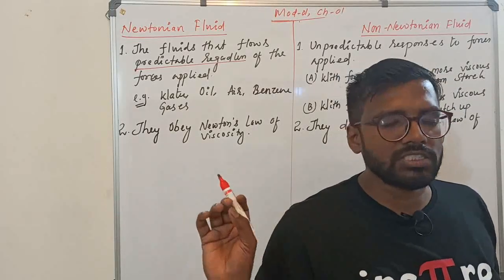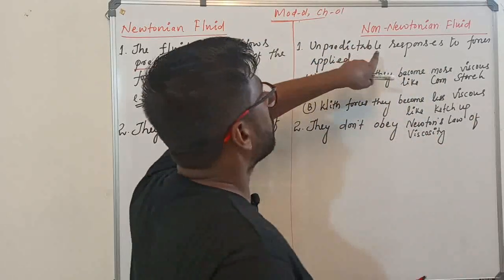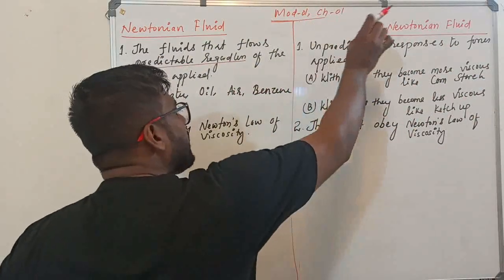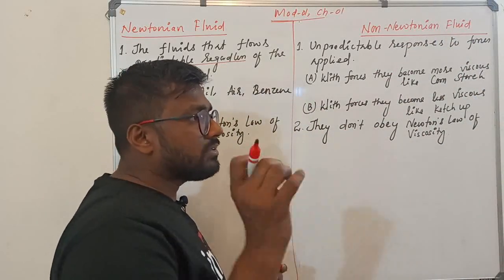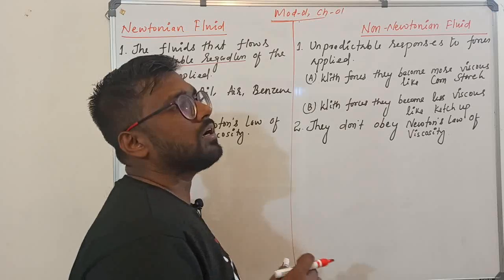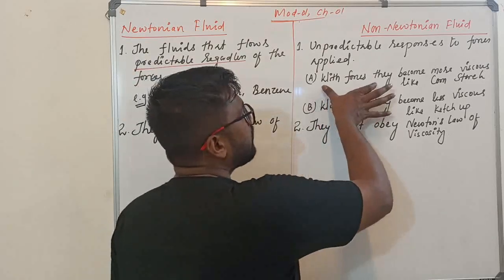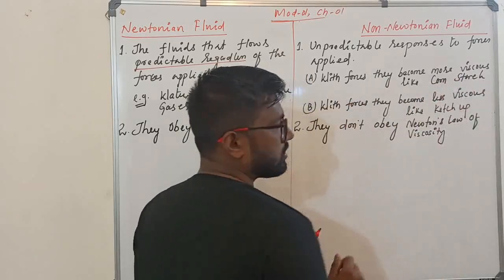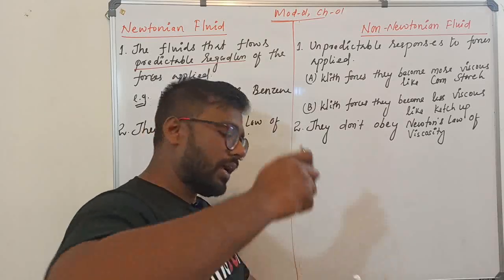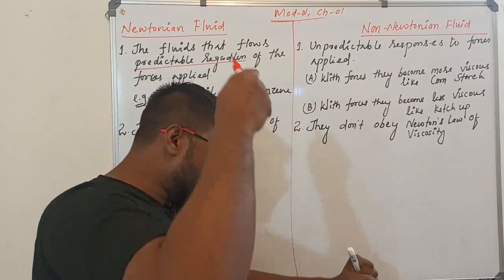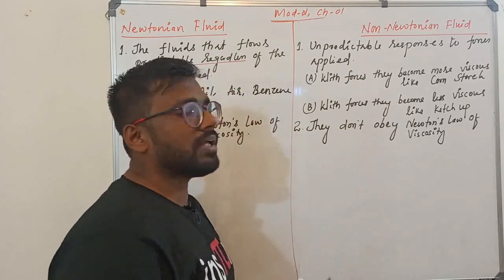Sir Isaac Newton, in 1687, gave us Newton's law of viscosity. Now, non-Newtonian fluid shows an unpredictable response to applied force. Once we apply the force, we do not know how the viscosity changes or how the fluid behaves. For example, if you apply force to a cornstarch solution, you take a hammer and you hit it, what will happen? It won't go inside. Even though it's a fluid, it behaves like a solid.